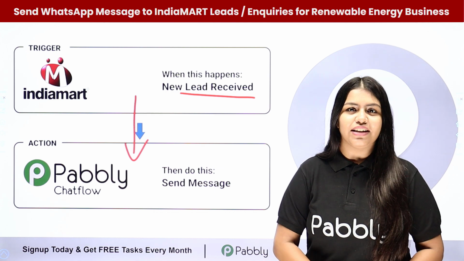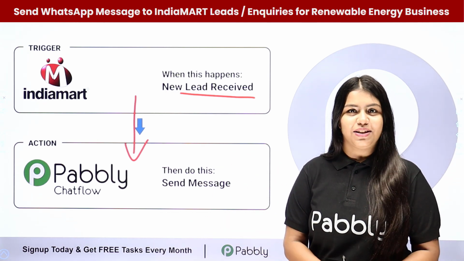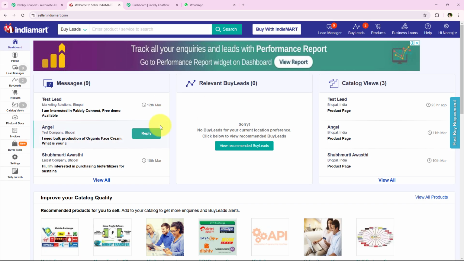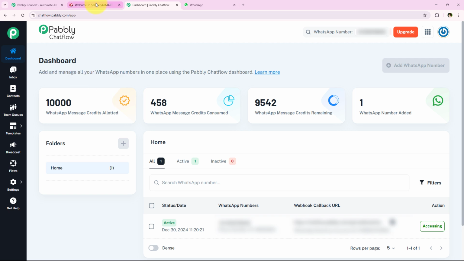So do you also want to create this automation for your business? Then for that you have to come with me towards my screen. Welcome to my screen. So in this tutorial, we'll explore how to send WhatsApp messages automatically to your IndiaMART leads for your renewable energy business.